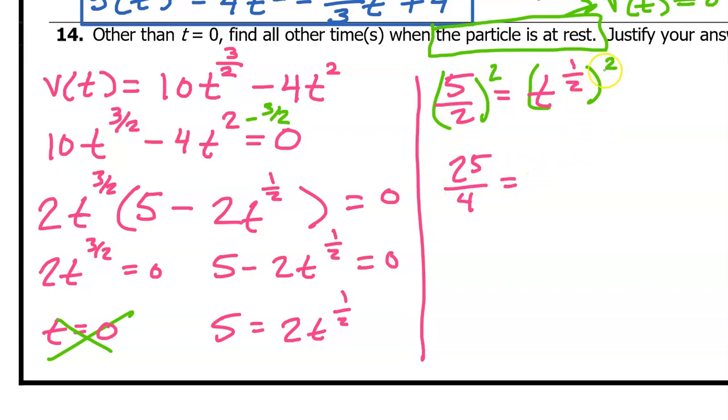When you raise a power to a power, you multiply. So 1/2 times 2 is 1. So these numbers cancel each other out, and I'm just left with t is equal to 25/4. And this is the answer. This is the only other time other than 0 where the particle is at rest.